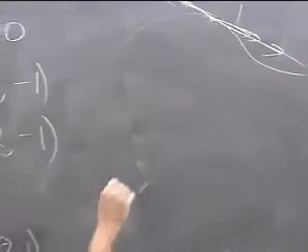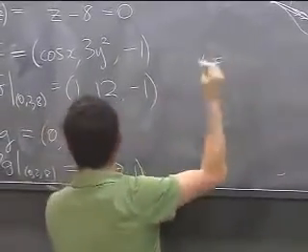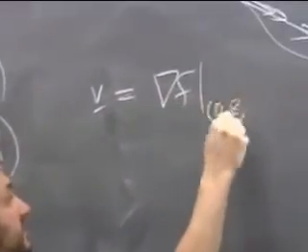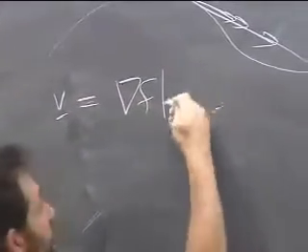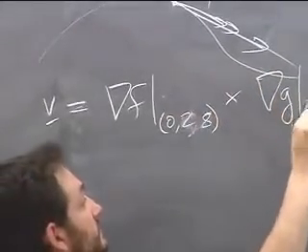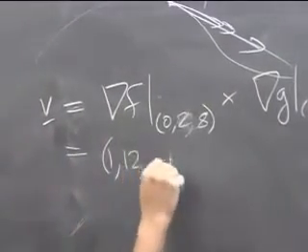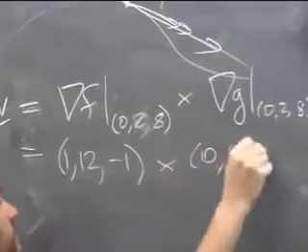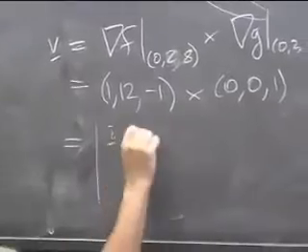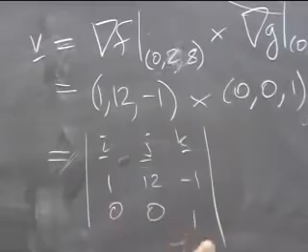In any case, we need the cross product. So the vector we're looking for, v, without the unit version of it first, is del f at 0, 2, 8 cross del g, which, as we've seen, is 1, 12, minus 1 cross 0, 0, 1. So we bung out the old formula, i, j, k. This is a determinant: 1, 12, minus 1, 0, 0, 1.